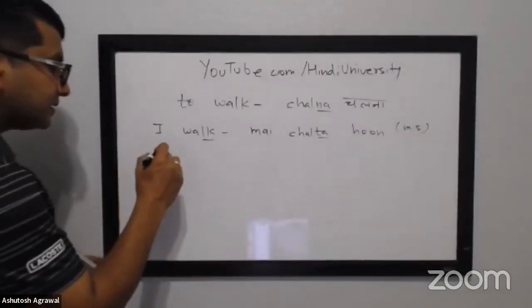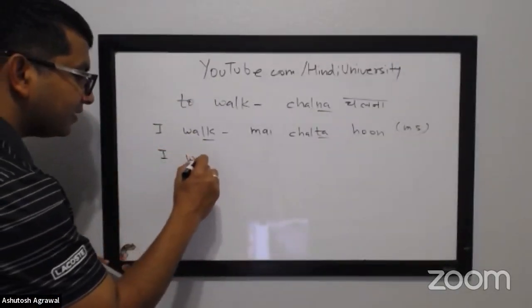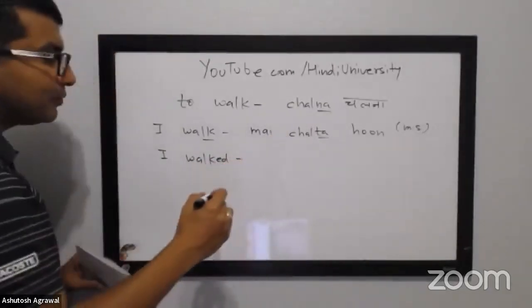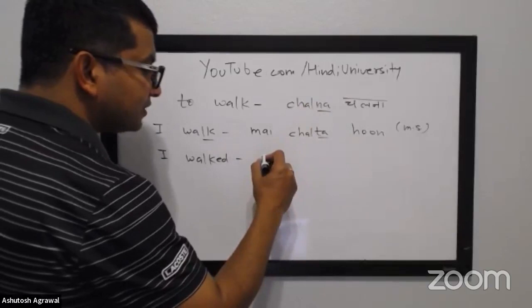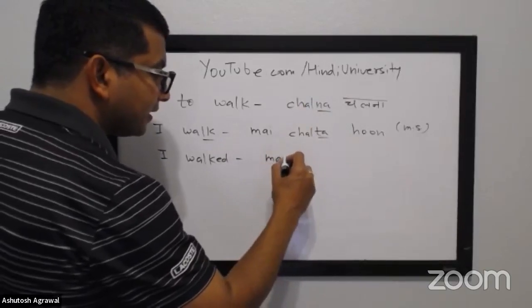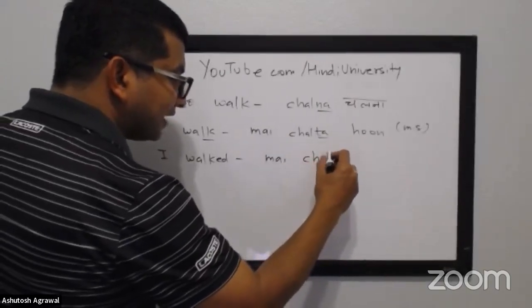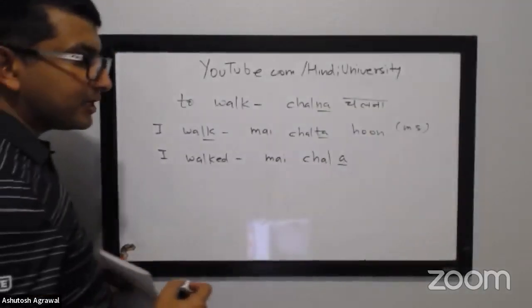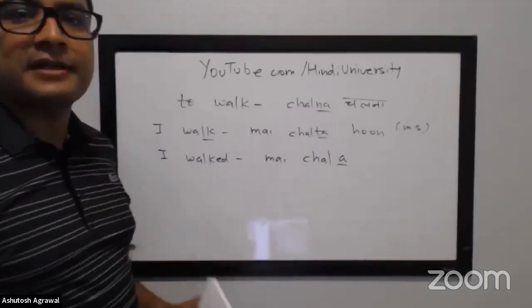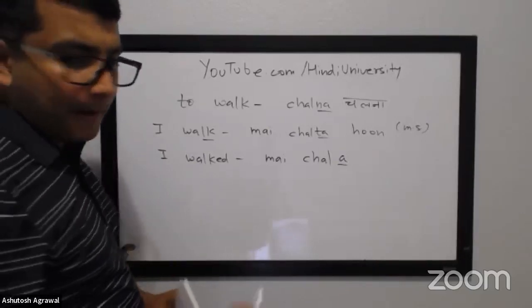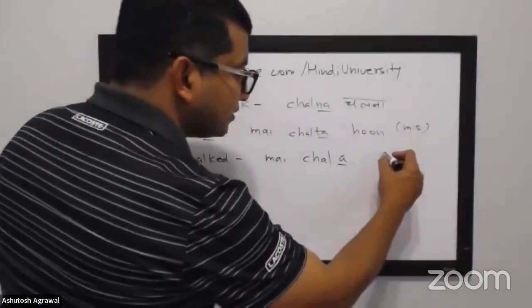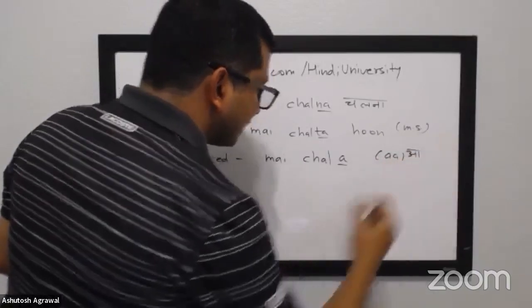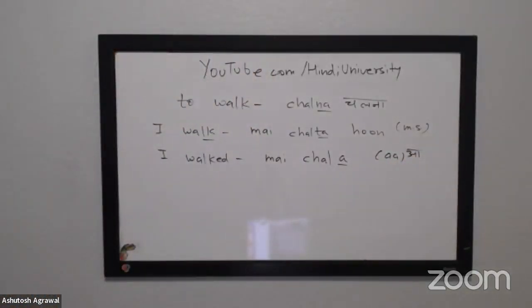In the simple past tense, you will say I walked. And you will remove, what will you do, JDG? You will remove the na and you will say मैं चला. Very good, chala. You will not say मैं चलता था, because that would be your habitual past tense, I used to walk. Okay, मैं चला. So all you've done is put the ending a. मैं चला.